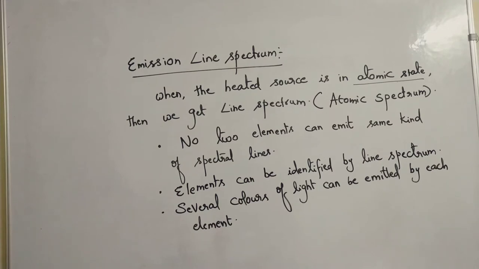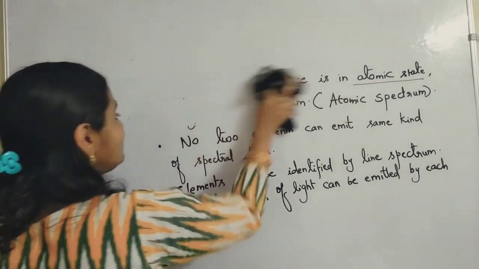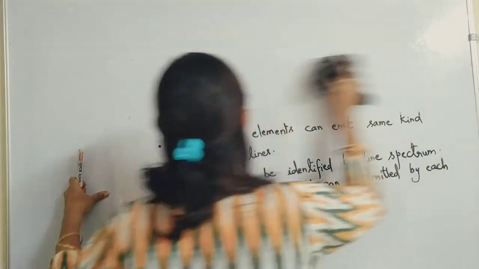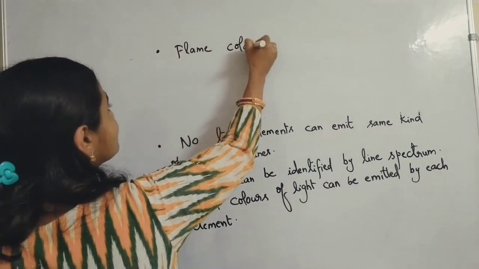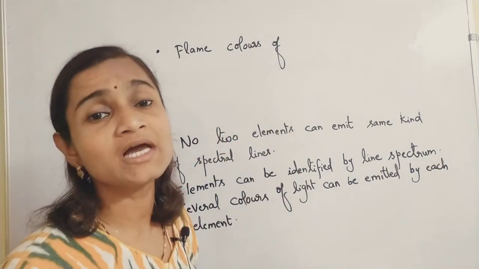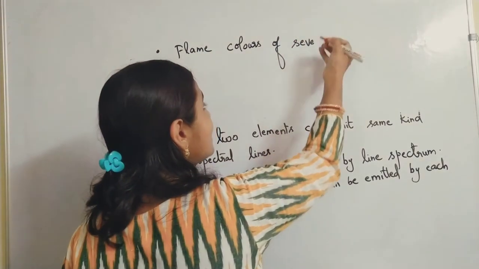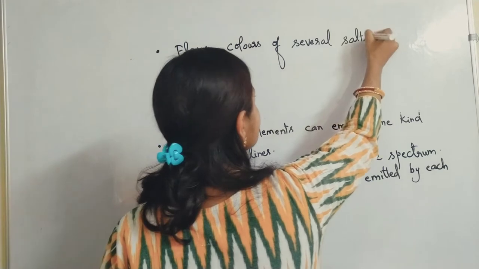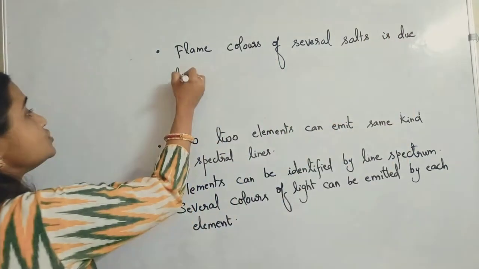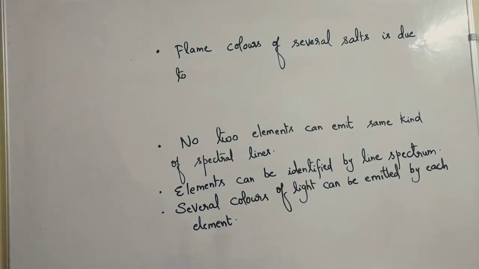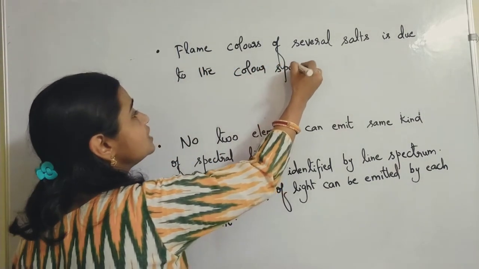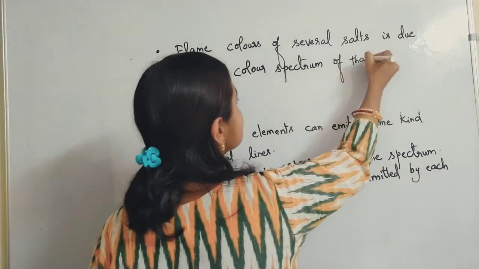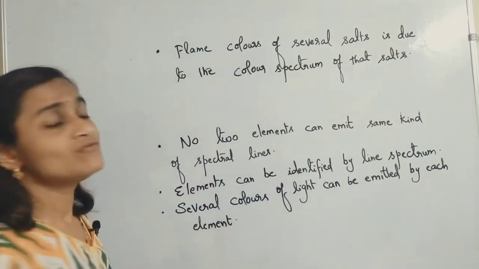Flame colors of several salts are due to the color spectrum of those salts only. Please write that point also. Flame colors of different salts are due to different atomic spectra only. Flame colors of several salts are due to what? The atomic spectra only, the color spectrum of those salts. Please understand these points carefully.